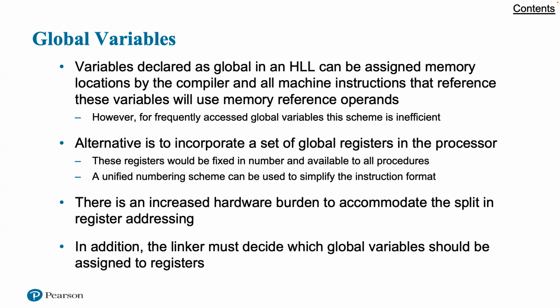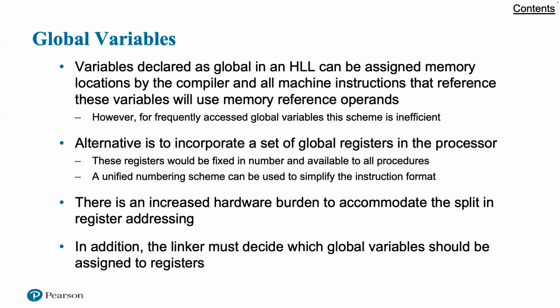An alternative is to incorporate a set of global registers in the processor. These registers would be fixed in number and available to all procedures. A unified numbering scheme must be used to simplify the instruction format. For example, references to registers 0 through 7 could refer to unique global registers, and references to registers 8 through 31 could be offset to refer to physical registers in the current window. There is an increased hardware burden to accommodate the split in register addressing.